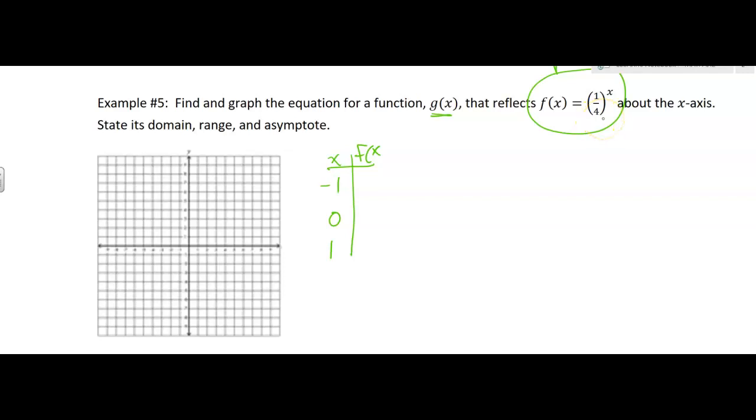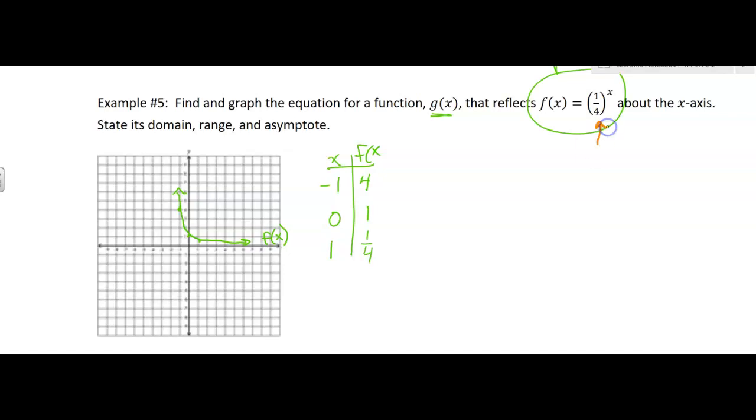If I put in -1, I get an output of 4. If I put in 0, I get an output of 1, and if I put in 1, I get an output of 1/4. So that's going to look like this curve. It's going up pretty quickly, but that would be f of x. Now we're going to graph g of x, and we also want the equation.